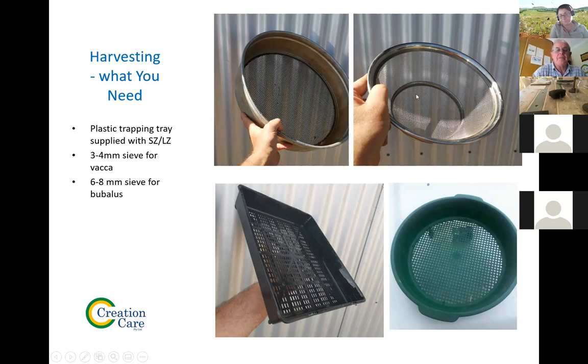It's not easy to get a 3 to 4 millimeter sieve, and it could be $70 or $80. We get them from Arborgreen, a seed supplier, treescape sort of supplier organization. The 6 to 8 millimeter sieves are $8 or $9 from Bunnings or a hardware store. They're very easy to get, and they're perfect for Bubalis.